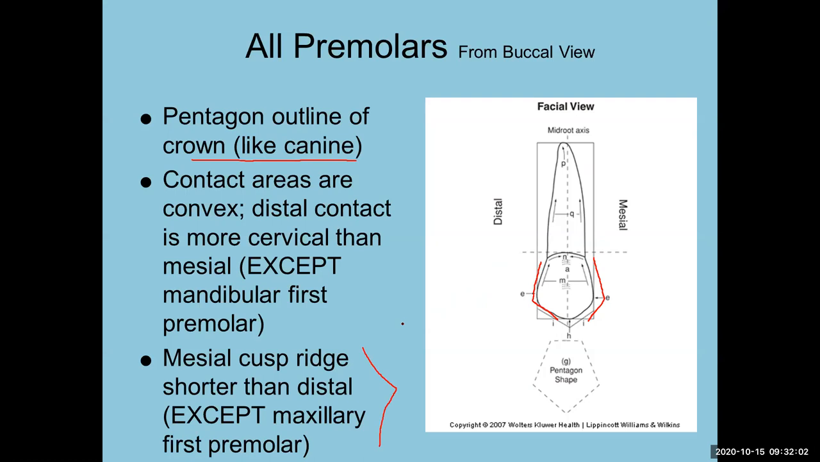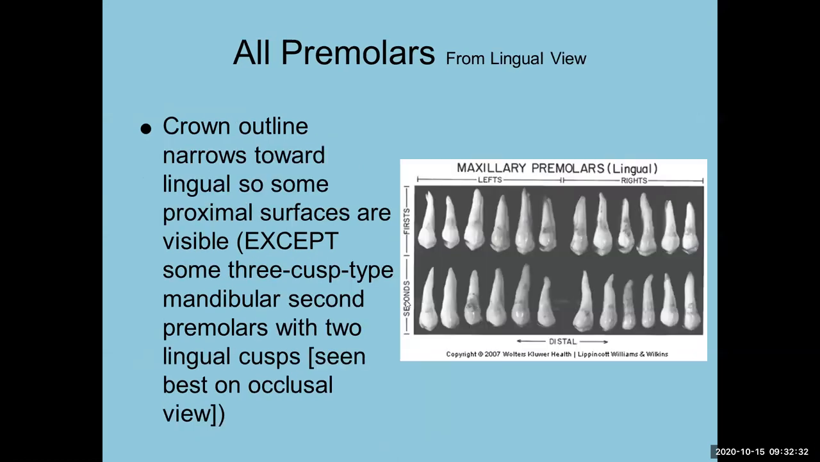Pentagon in shape. So if people are missing their canines, what we used to do years ago in dentistry was, with the missing canine, they'd move that premolar through orthodontics. They'd move everything closer, and the first premolar would be in that canine position. And from the facial view, it would look very much the same as a canine. You wouldn't be able to tell the difference.